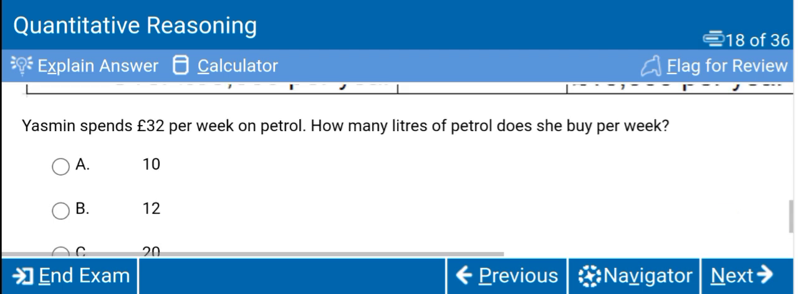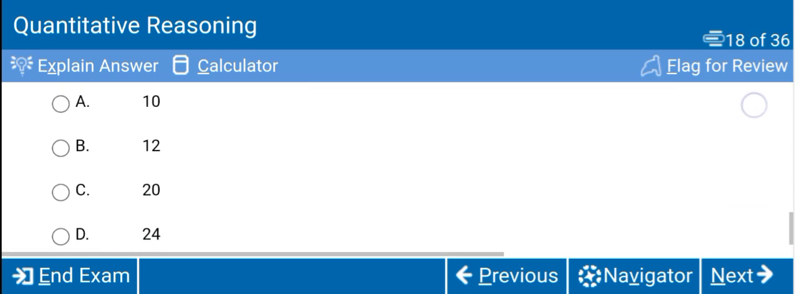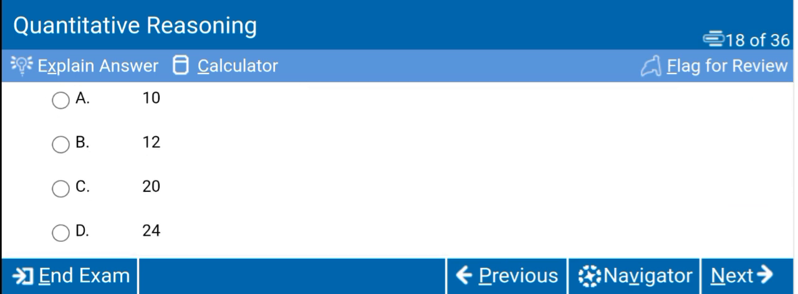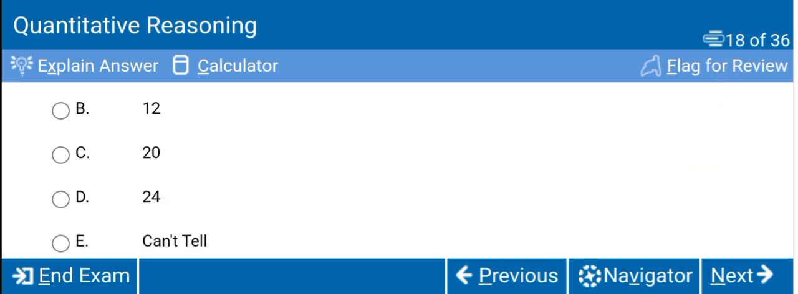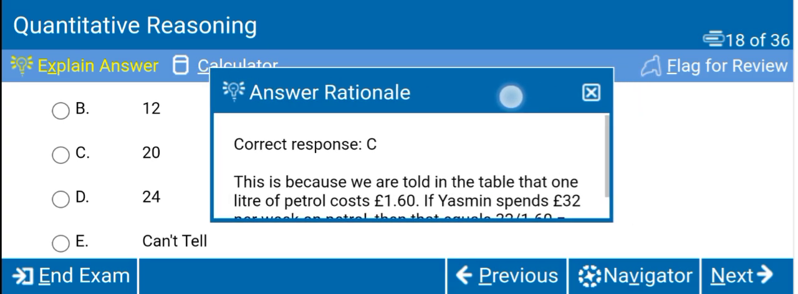So the question is, Yasmin spends 32 pounds per week on petrol. How many liters of petrol does she buy per week? Option A 10, option B 12, option C 20, option D 24, and option E can't tell. So the correct response is option C.